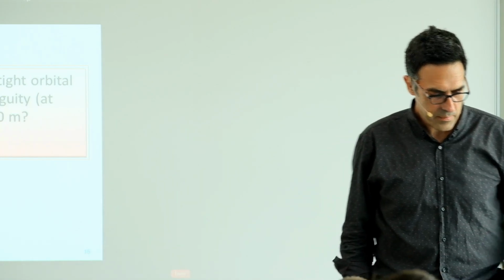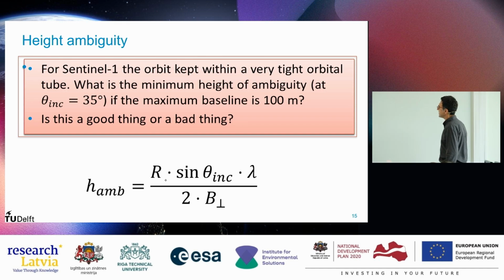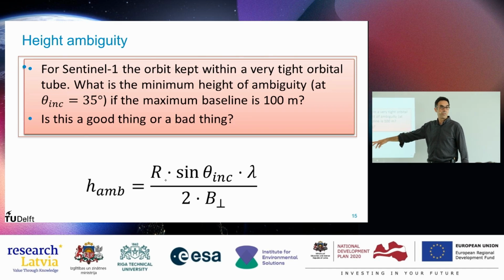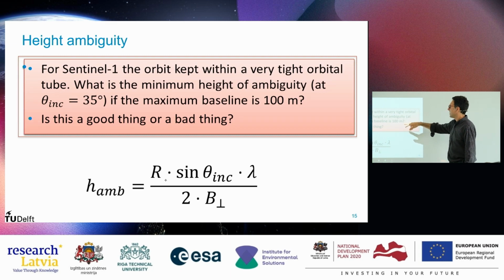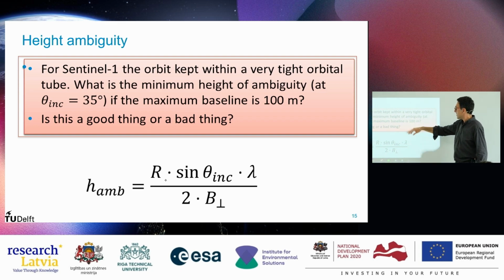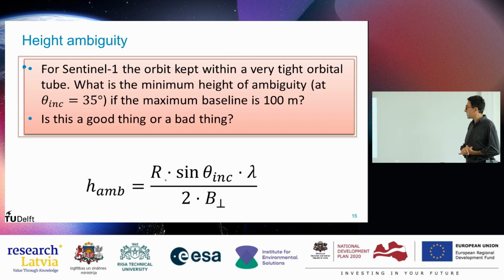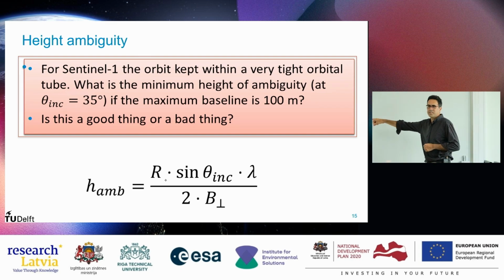Right, so I think I'm going to stop for a break here, but what you could do as a back of envelope calculation is try to compute the height ambiguity for Sentinel-1. If we're having a baseline of 100 meters, that is this number here, and for the incidence angle here you can use 35 degrees. The wavelength here is 5.6 centimeters, and the range, well, maybe you can take 900 kilometers or so. So if you do that, you can compute the height ambiguity for Sentinel-1. Then the question is, is this now a good thing or a bad thing?